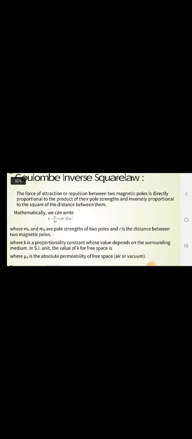Coulomb's inverse square law statement also you have to note. The force of attraction or repulsion between the two magnetic poles is directly proportional to the product of their pole strengths and inversely proportional to the square of the distance between them. So mathematically we can write k is equal to mu naught by 4 pi, 10 power minus 7 Henry per meter, where MA and MB are the pole strength of magnet A and the pole strength of magnet B.